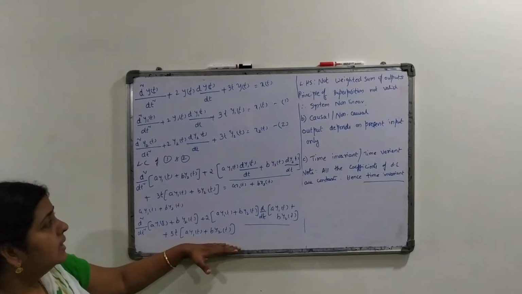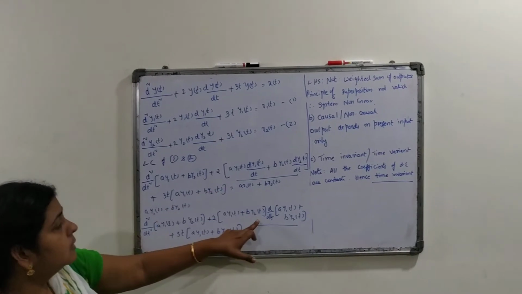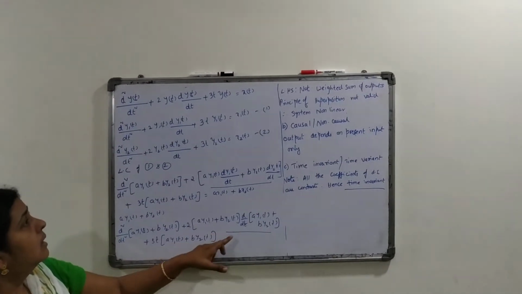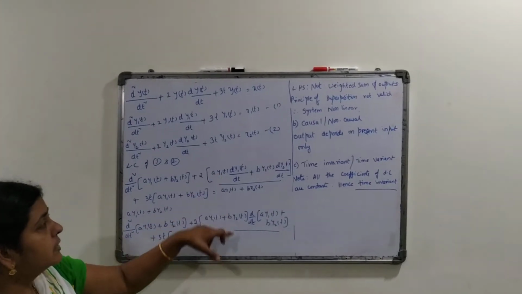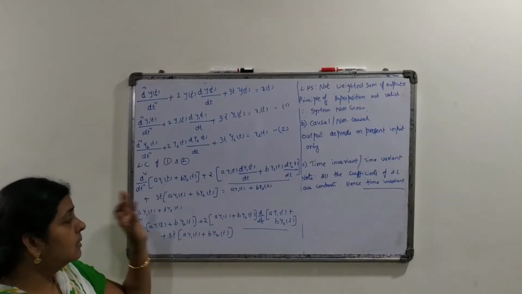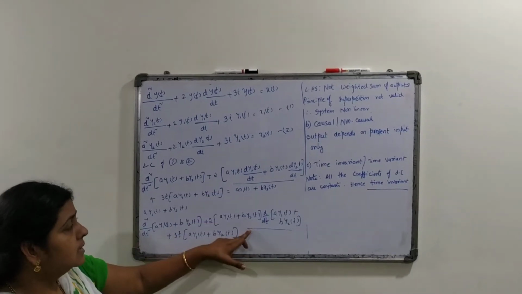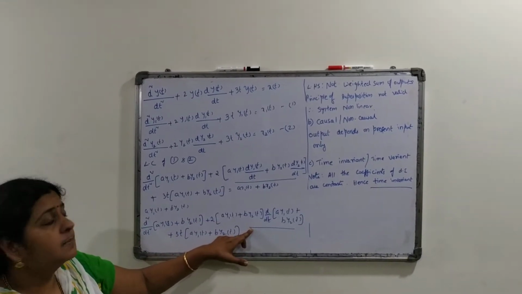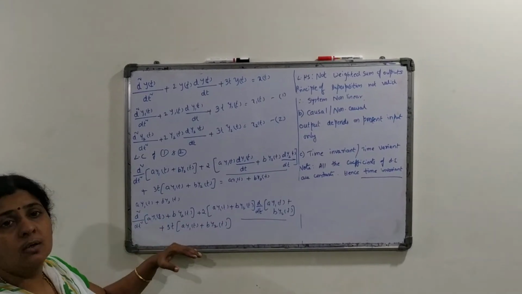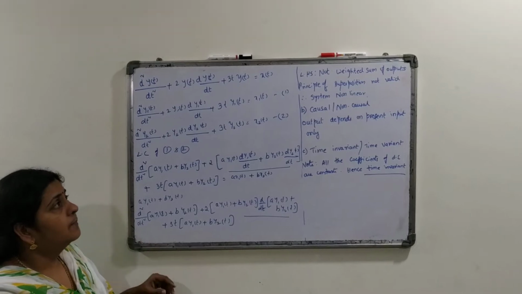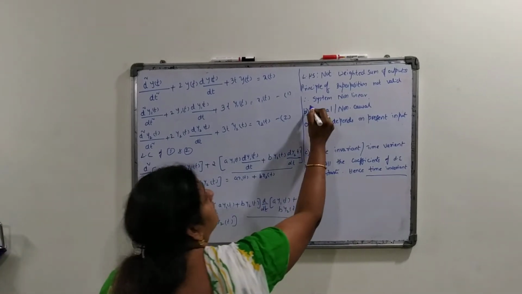And the third term. Now if you look into this, it is not the weighted sum of outputs. So this one and this one, if you check, this is not the same. If this is not the same, then the principle of superposition is not valid. Therefore, the system is a non-linear system.